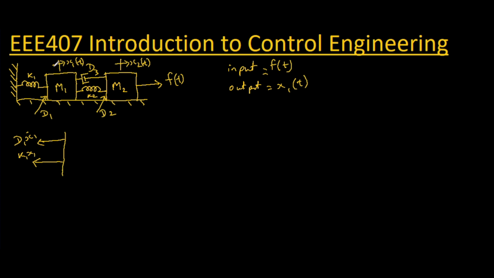Now, based on this motion, if you assume that M2 is motionless, then if M1 is moving to the right, this force will try to push it back towards the left. So there is another spring force that will act to the left on it, and that will be K2x1. It is due to displacement x1, and it is based on this spring constant K2. So K2x1 will push it towards the left as well. What else will push it towards the left?